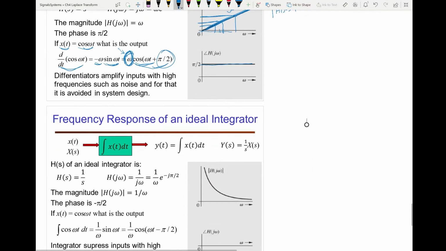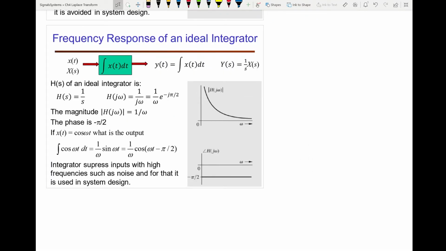The last one is the integrator. And when we do system realization, we will be using the integrator, and we will see why. So if I have an input x of t, and that's the Laplace transform, and an integrator, the output will be just the integral of the input here. If I do the Laplace transform to this equation, use time integration property, the Laplace transform of this one, just y of s. The Laplace transform of this integral is just 1 over s, x of s.